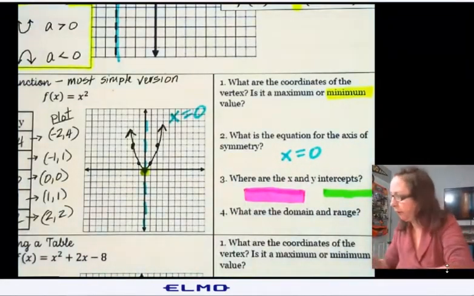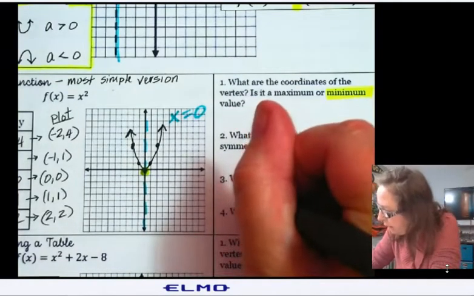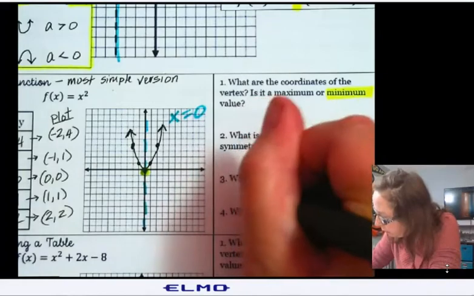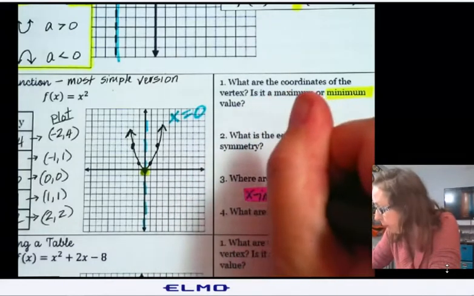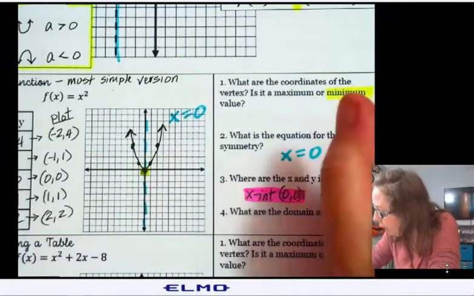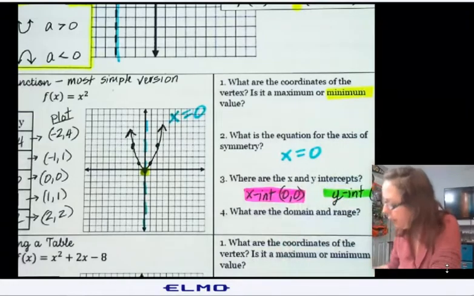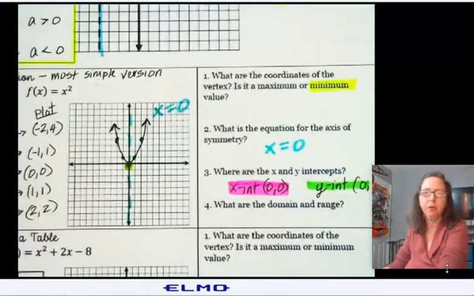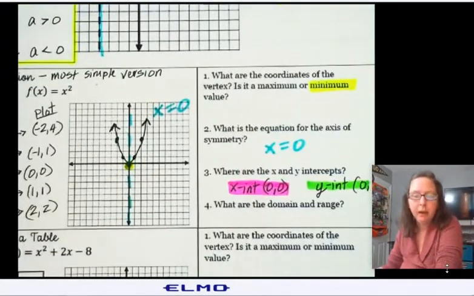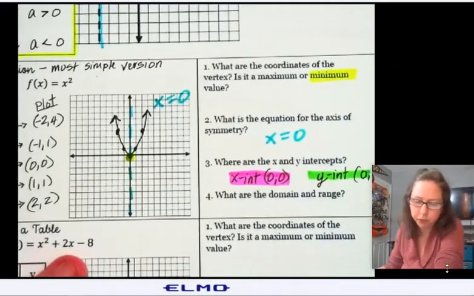So here we go. The x-intercepts are at 0, and there's only one of them. And the y-intercept is also at 0, 0, and there's only one of those. Okay? And now let's talk about what is the domain and what is the range.